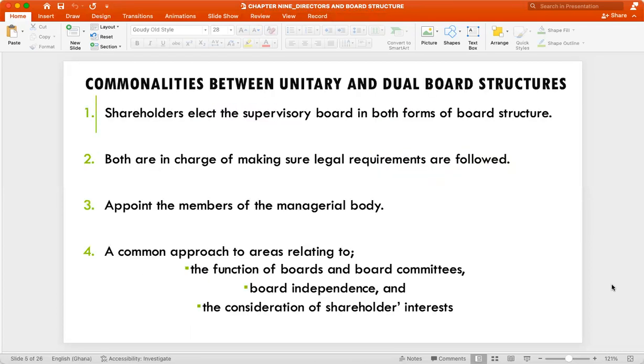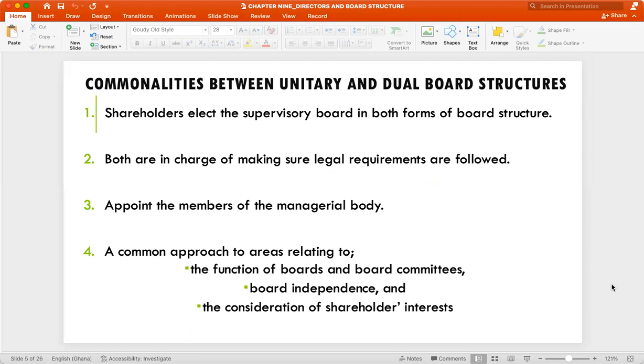Commonalities between unitary and dual board structures. One, shareholders elect the supervisory board in both forms of board structure. Okay, when it comes to the supervisory board, it is the shareholders that will have to elect, whether it's a unitary or dual board structure. The shareholders will do the election, right?